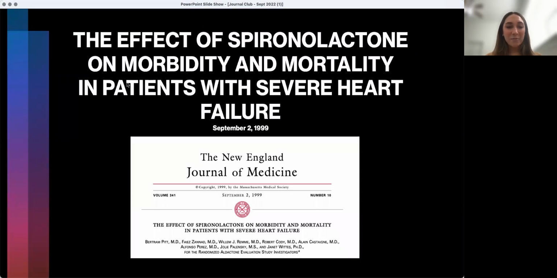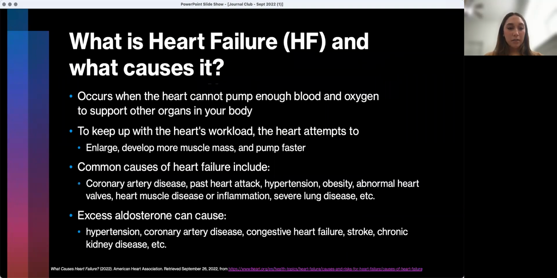Okay. So we did the effect of spironolactone on morbidity and mortality in patients with severe heart failure. So this was a historic study. It was done in September of 1999. So we're going to be looking at some of the things in this study.